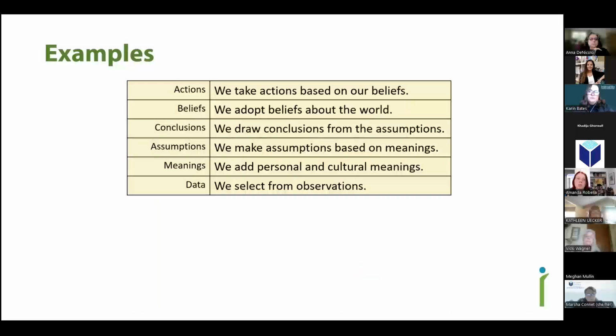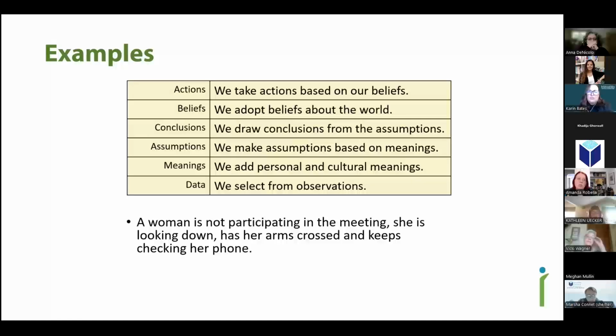Okay, so this is another way to look at it. Here's a couple of examples. A woman is not participating in the meeting. She's looking down, has her arms crossed, and keeps checking her phone. So this is the observable data that we see. What meanings could we potentially attach to this? Does she not want to be at the meeting?